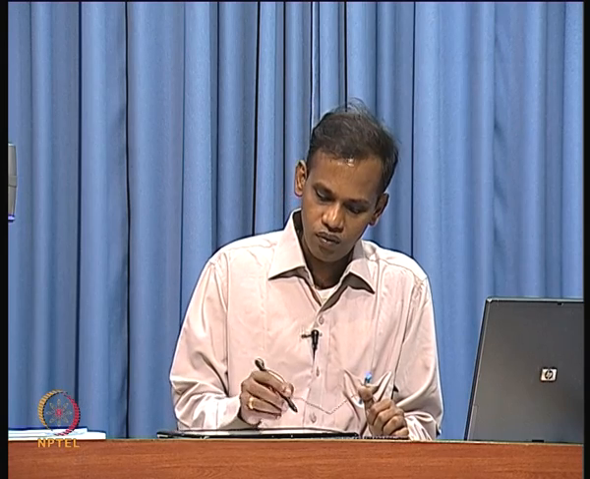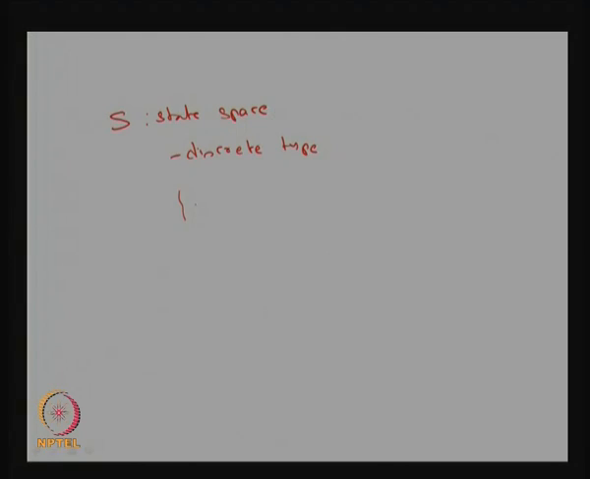Whenever the stochastic process satisfies the Markov property, it is called a Markov process. Whenever the state space is discrete, we can call the corresponding stochastic process a Markov chain.